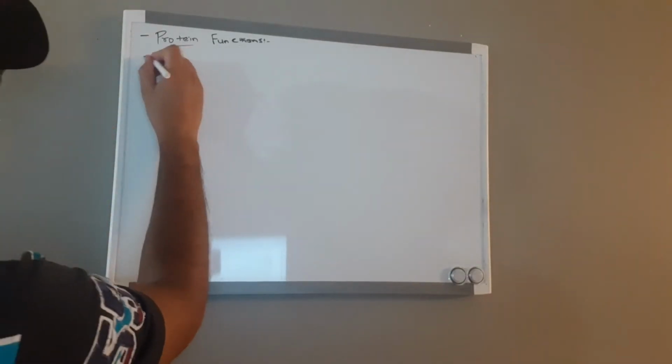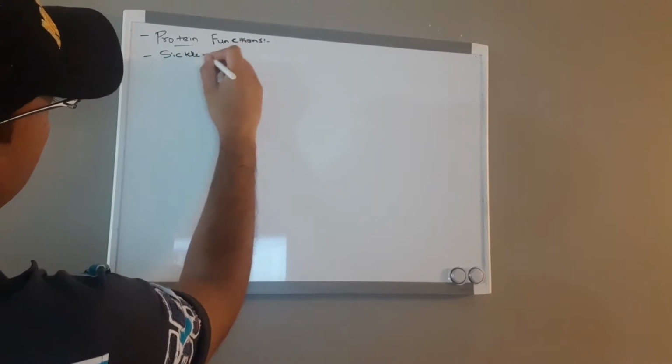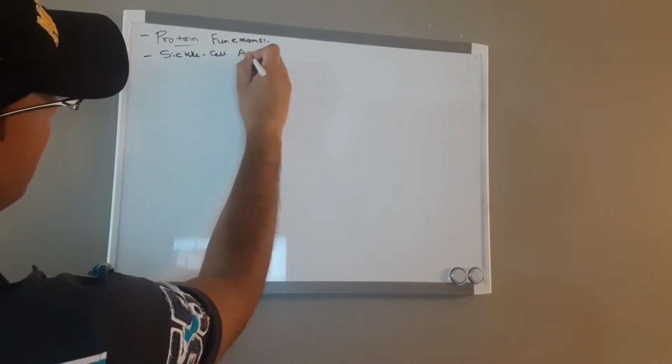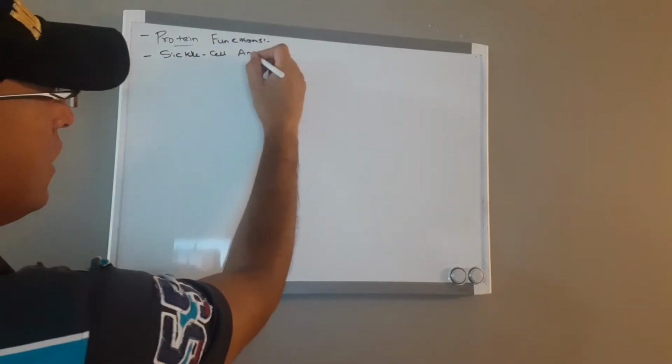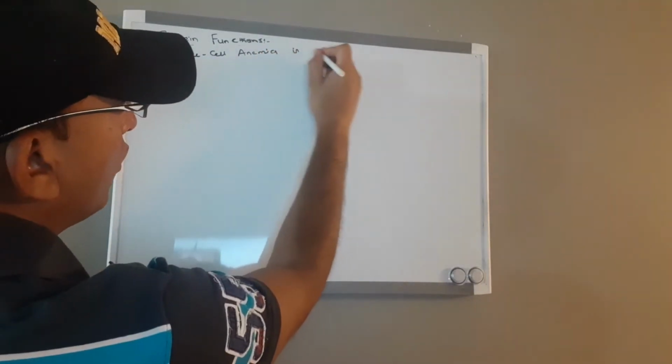So as you know, we are studying about the protein function. In the last video, we discussed about the carbon monoxide. So now there is one more thing. Before we move further in the protein function, we'll discuss about that. So that is sickle cell anemia. Sickle cell anemia, right? So this is a molecular disease of hemoglobin.